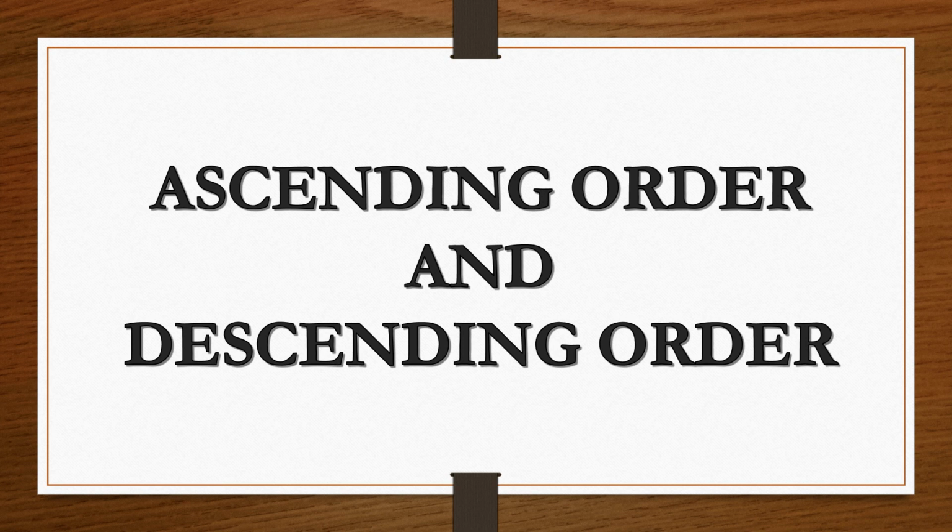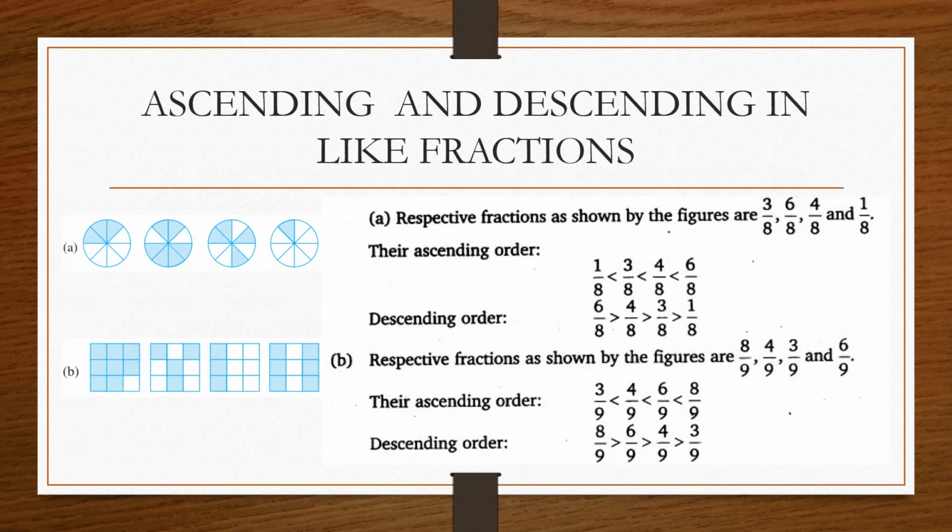Now let us see ascending order and descending order in fractions. How to arrange in ascending order and how to arrange in descending order. Ascending and descending in like fractions. Now here you can see the figures shown and the fractions are 3 by 8, 6 by 8, 4 by 8 and 1 by 8.